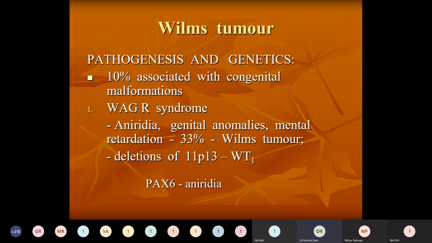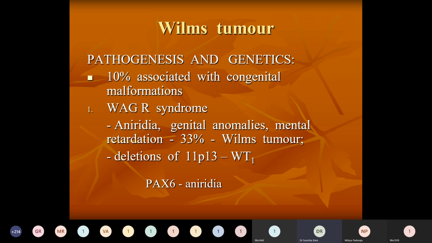Okay. Now, 10% of these tumors are associated with congenital malformations, of which the first one involved is WAGR syndrome, which is related to the WT1 gene, that is nothing but the Wilms tumor gene. WAGR syndrome is comprised of aniridia. WAGR: you need to split the word and try to remember the terms.